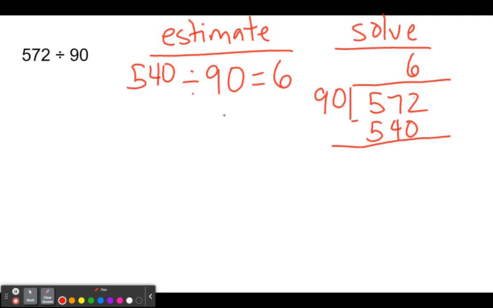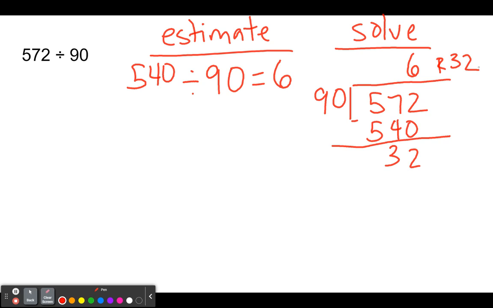And so now I have 2 ones take away 0 ones is 2. 7 tens take away 4 tens is 3 tens. And then we have 500s take away 500s is nothing. So we have 32 as our remainder. So we have 6 with a remainder of 32.